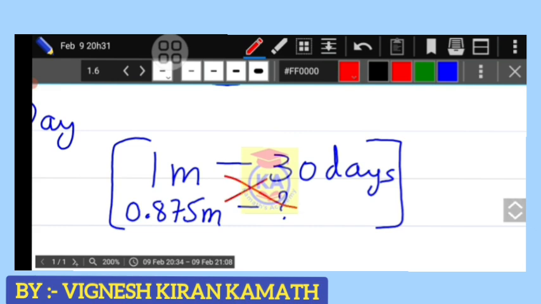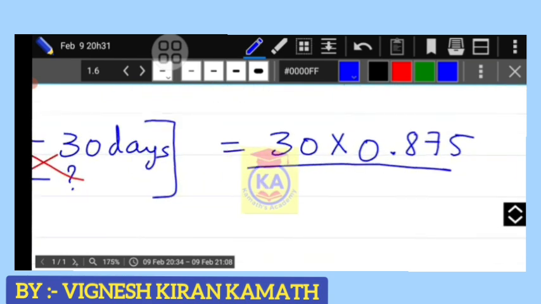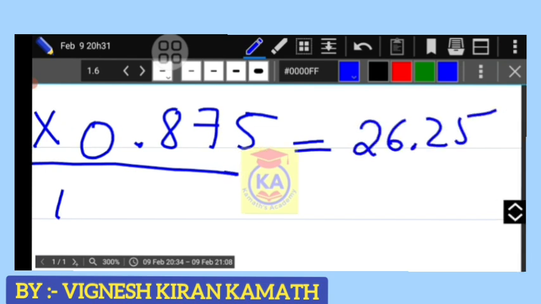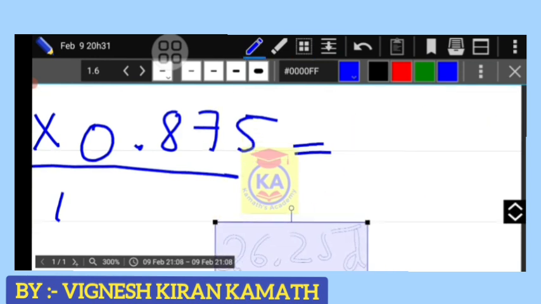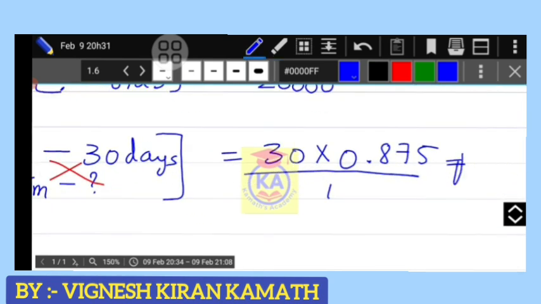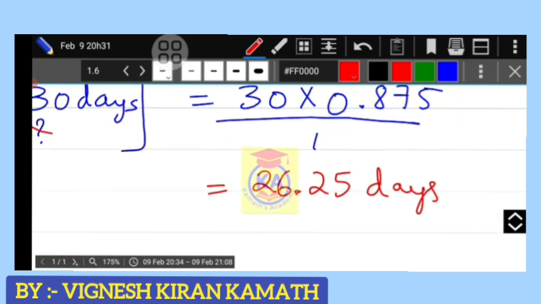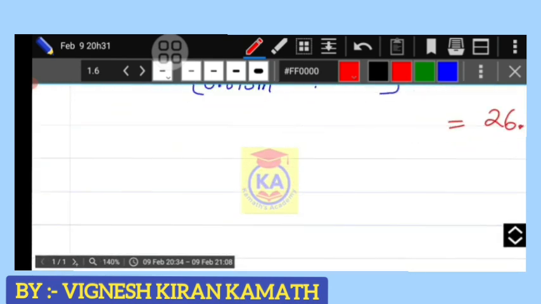Okay, now we have to cross multiply. 30 into 0.875 divided by 1. Okay, so this will come up to 26.25 days. Okay, I'll write it here. 26.25 days. Here we can further convert it into hours also, but that is not required. Okay, for our answer purpose, this much is enough.